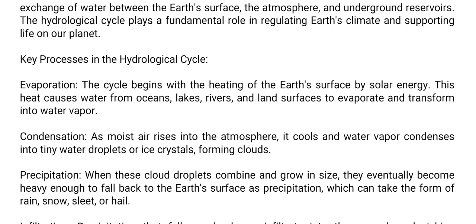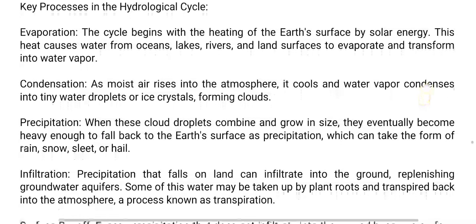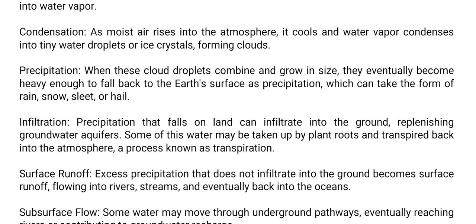Evaporation. The cycle begins with the heating of Earth's surface by solar energy. This heat causes water from oceans, lakes, rivers, and land surfaces to evaporate and transform into water vapor. Then, condensation. As moist air rises into the atmosphere, it cools and water vapor condenses into tiny water droplets or ice crystals, forming clouds.